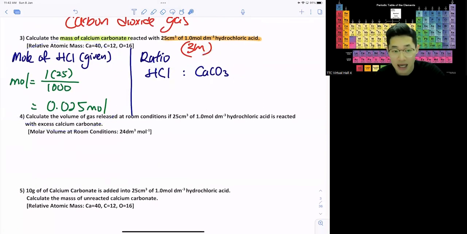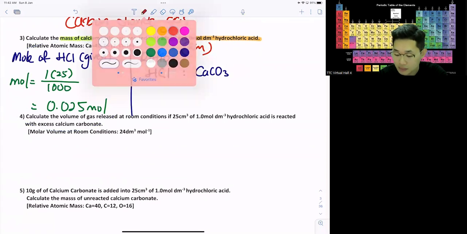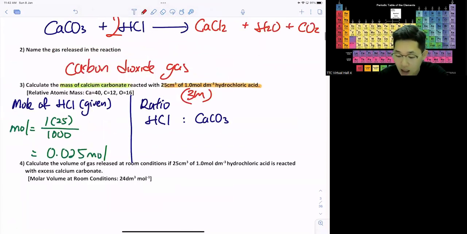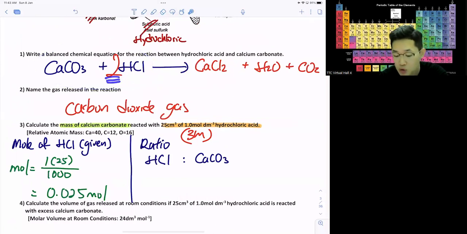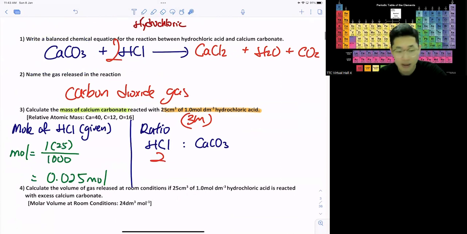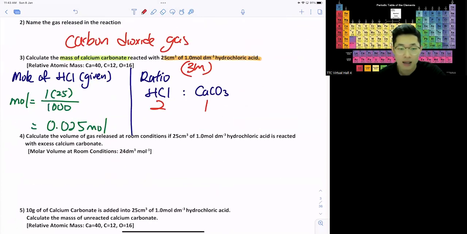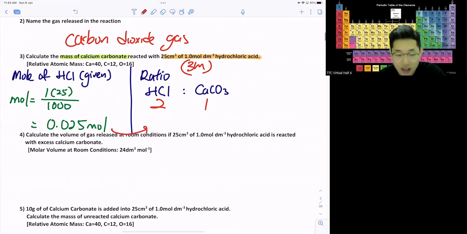So the left-hand side, we already got the ratio here in the equation. Get it from the equation first. 2 HCl, that means you just take the number only. 2 HCl, put 2. The CaCO3 in front got no number, right? Then you put 1. Then you bring this number over here, the one that you calculated, 0.025. Then you do the ratio. 2:1, 0.025 is to 0.0125.